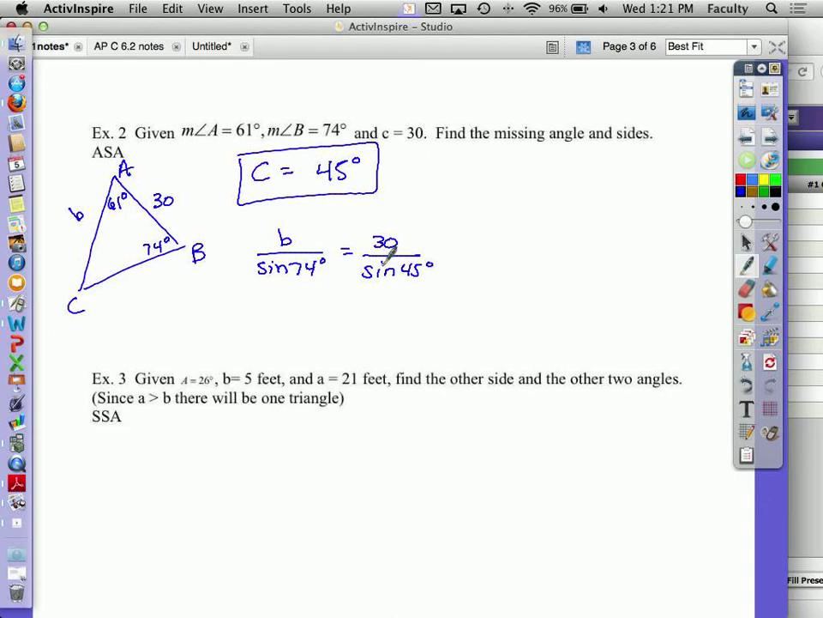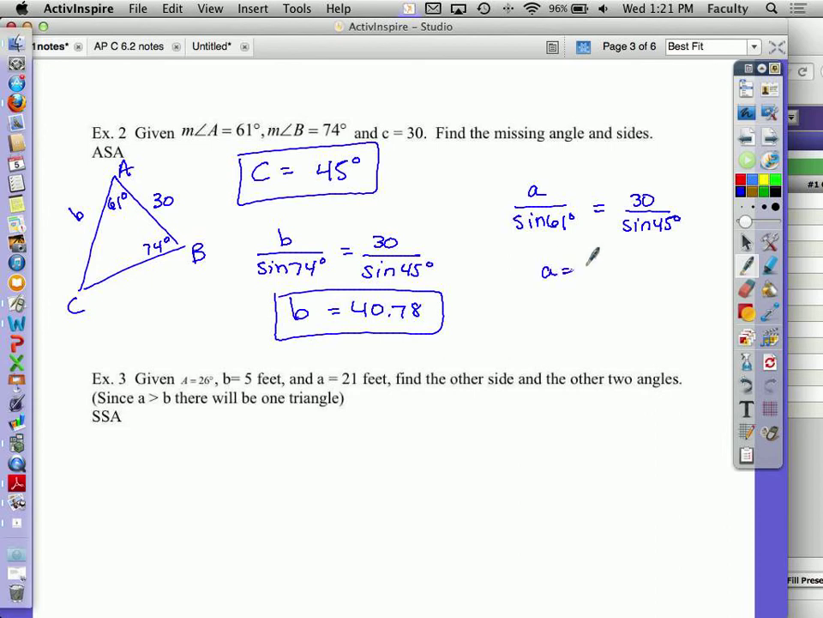Or I guess I could have found A, couldn't I? So I got B was about 40.78. There's no units, so I don't put any units. Side A, and I got A was 37.11. You guys get that? Okay.